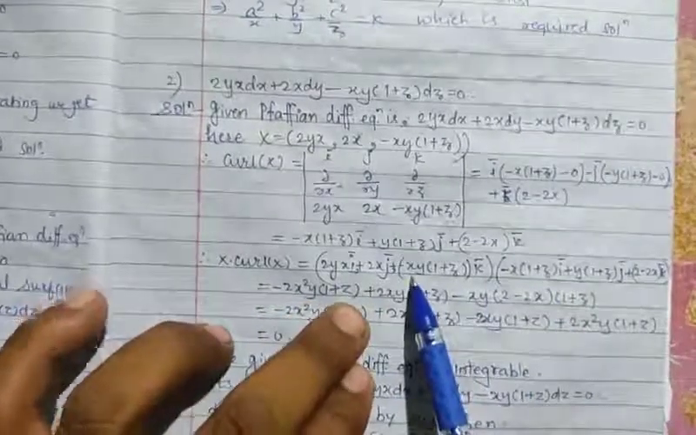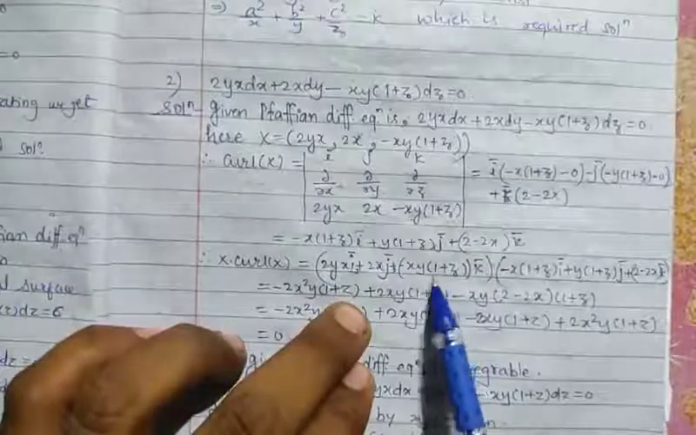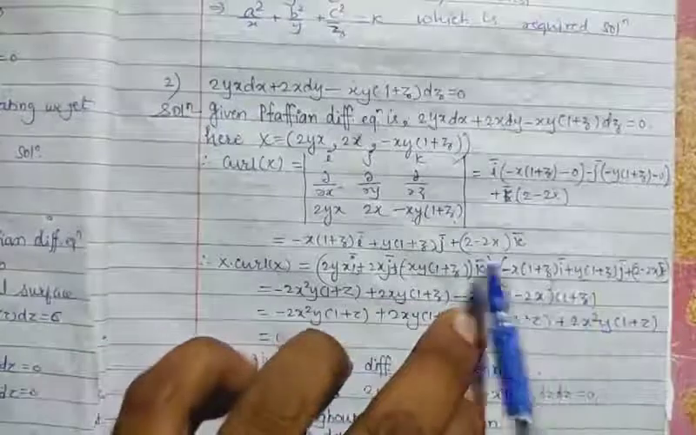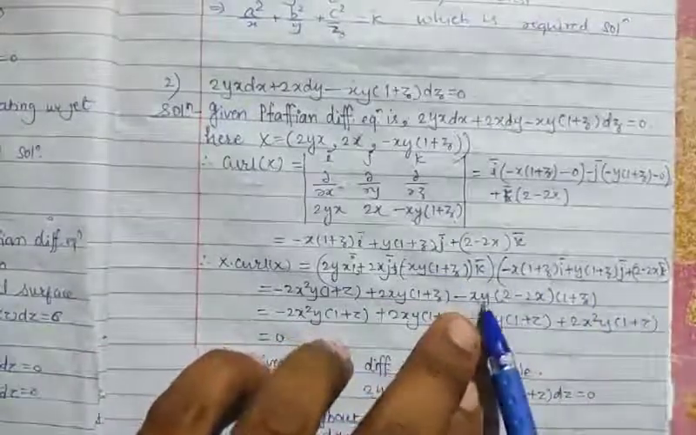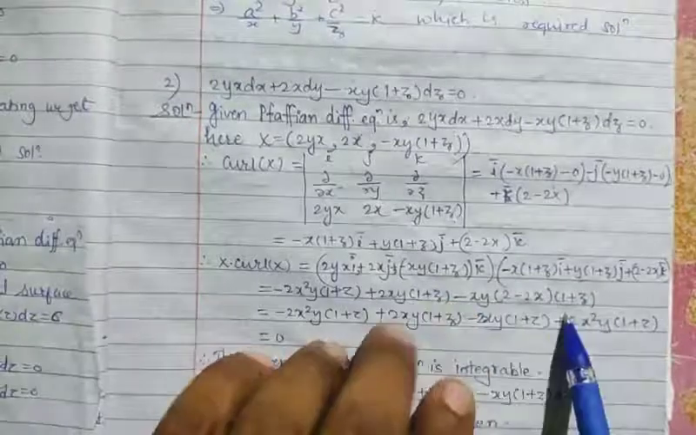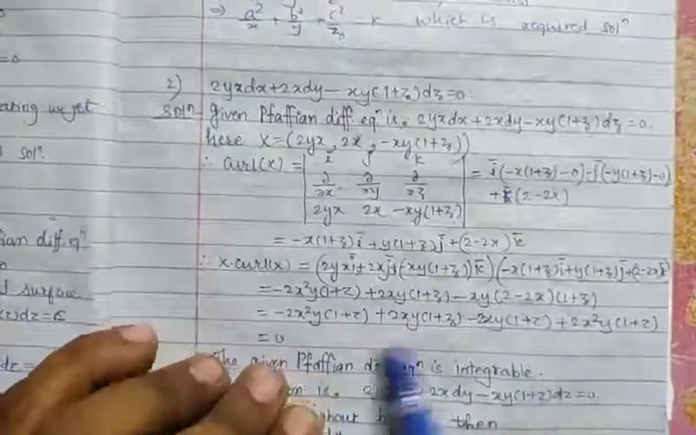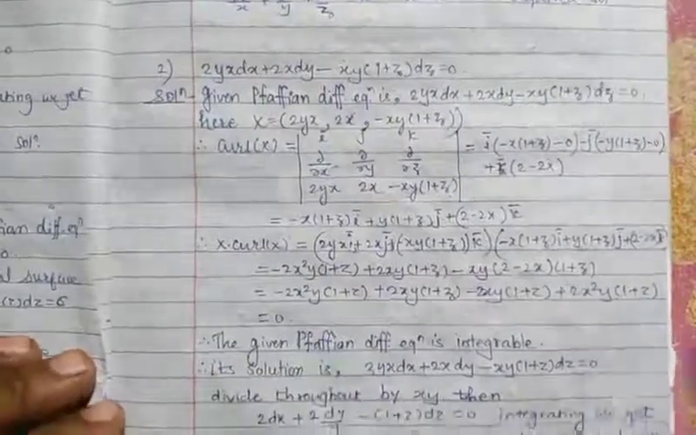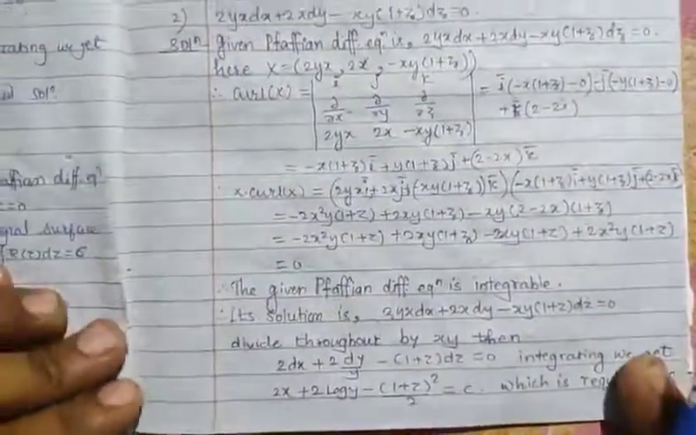plus here minus xy into 1, 2x into this term, 2xy into (1 + z) minus this term into this, which is minus xy into minus 2 minus 2x into (1 + z). So after calculating, we'll get X dot curl X is equal to 0. Therefore the given Pfaffian differential equation is integrable.